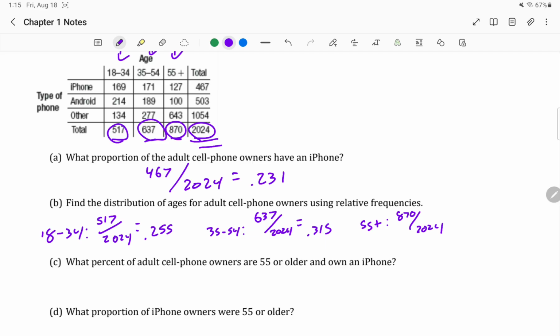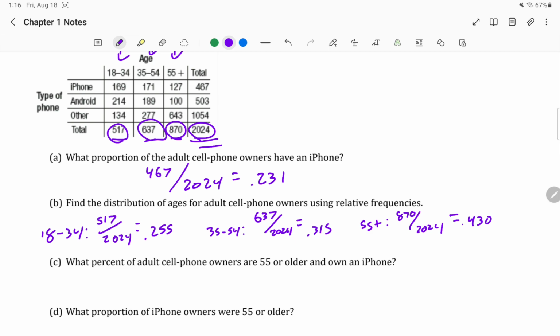Apparently I did something wrong in my notes and I didn't fix it beforehand. This is what happens when you're an expert planner. Just kidding. 870 divided by 2024 is 0.4298. So we're going to go 0.430. Pull out your trusty little calculator to do that.